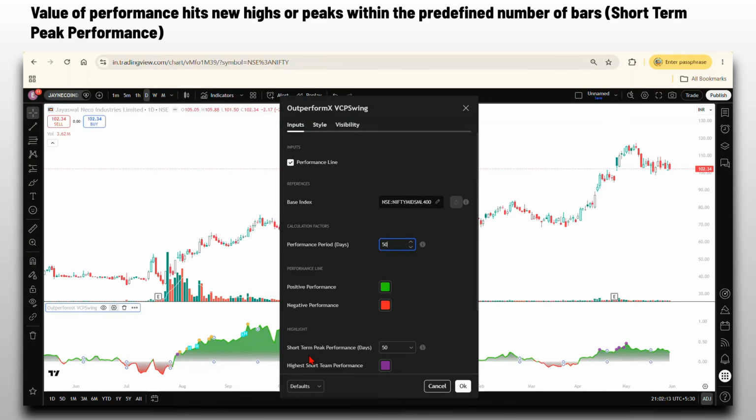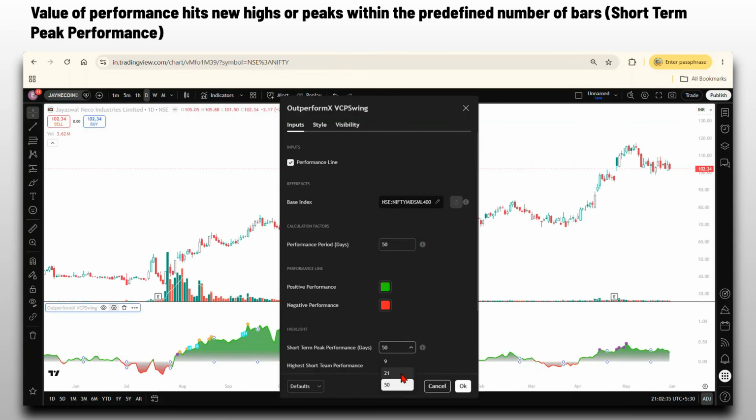Below is the short-term peak for performance days. It basically highlights the highest value of the outperformance in the given number of bars. So currently this value is 50. It means that the highest outperformance value within the last 50 bars is highlighted. And this is done with the help of these purple dots.